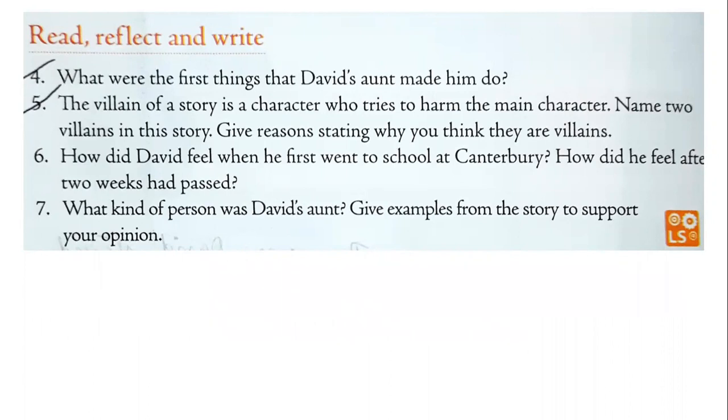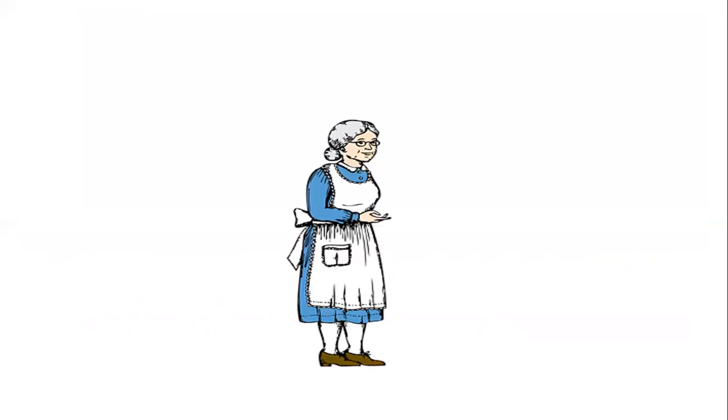The next question: what kind of person was David's aunt? Give examples from the story to support your opinion. So, if you think that she was a mean person, then you need to have evidence from the story for that. If you think she was a kind person, you need to have evidence. You can't just say something without having proof of it. Okay, are you ready? So, that is David's aunt, Miss Betsy Trotwood.